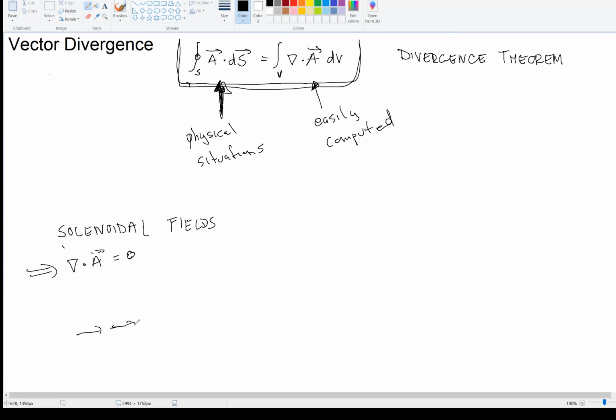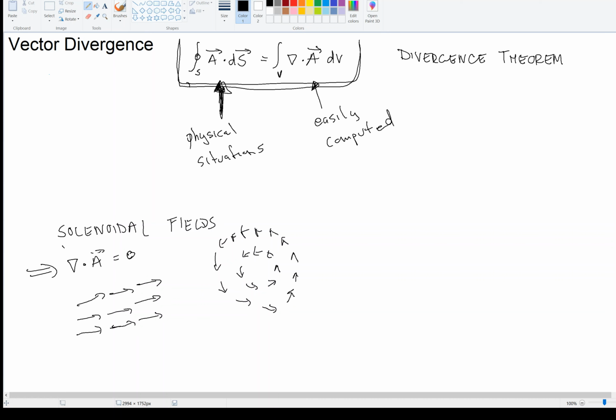Let me give you some examples. So these two are solenoidal fields. This one does not diverge. The arrows just keep going straight. This one does not diverge either. The arrows just keep going circularly.